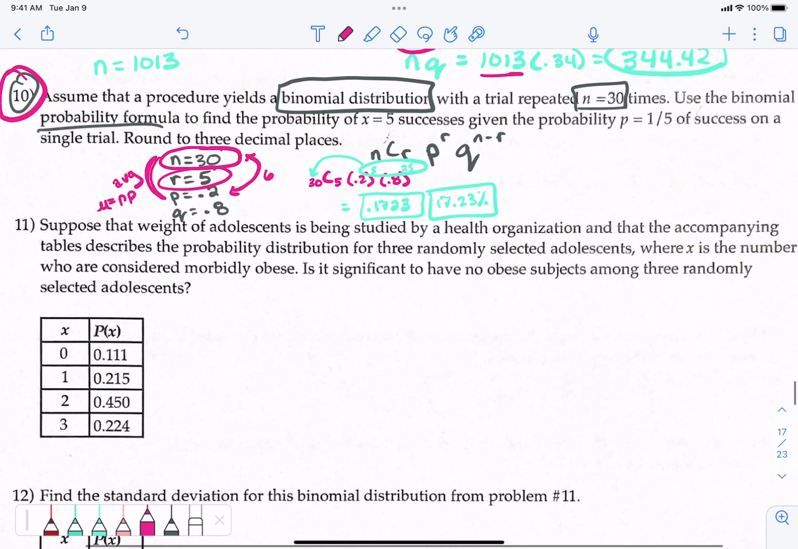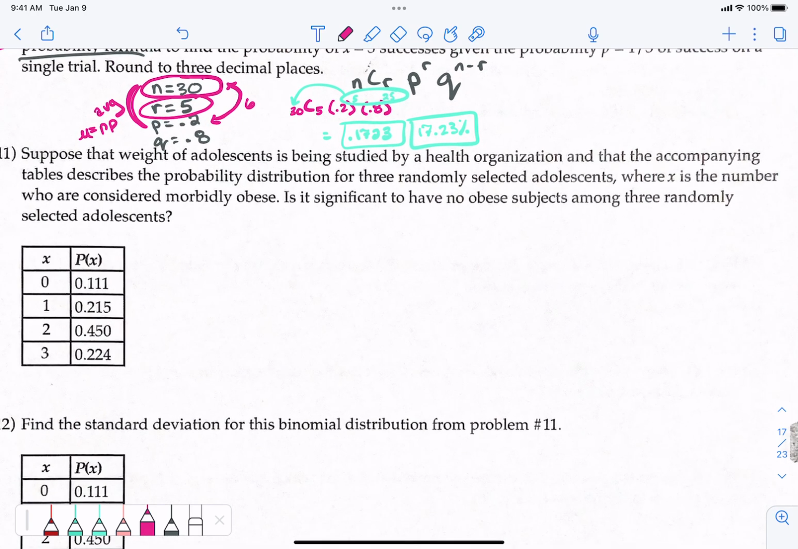Okay, here we go. Number 11. Suppose the weight of adolescents is being studied by a health organization and the accompanying table describes the probability for 3 randomly selected adolescents, where X is the number who are considered morbidly obese. Okay, ready?